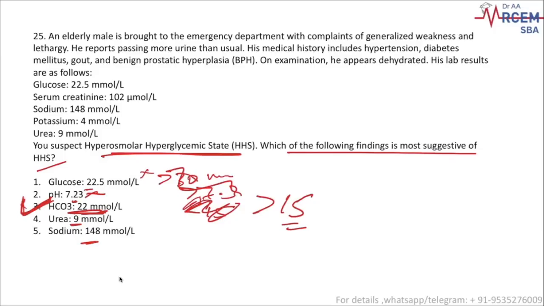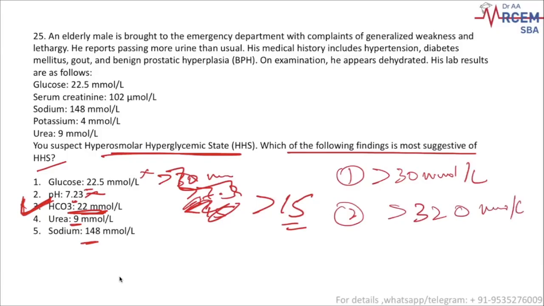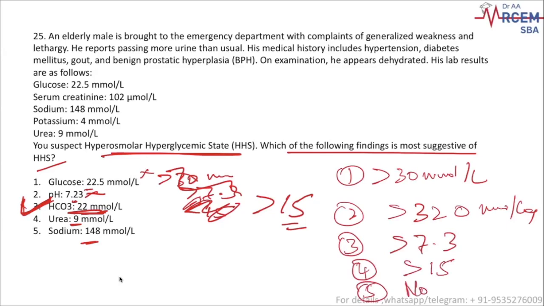Remember the 5 things what we have done. Glucose levels being more than 30 millimoles per liter is one of the criteria. Second criteria, osmolality being more than 320 millimoles per kg, which we calculate as osmolality. Next one is pH being more than 7.3. Next one is the bicarb, which should be more than 15. Fifth one is no significant ketones, that is, serum ketone value should be less than or equal to 3 millimoles per liter, not more than 3 millimoles per liter.